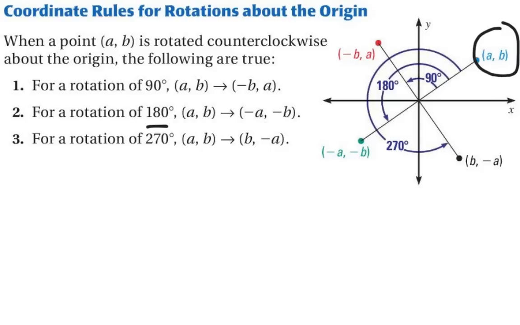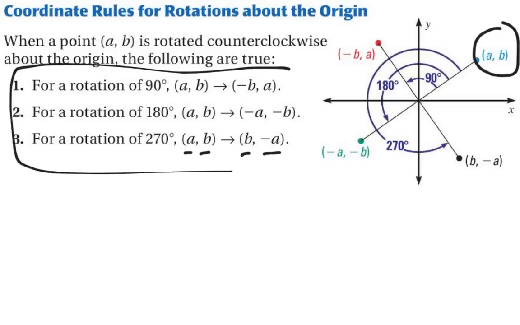The next one to look at is the 270-degree rotation, where your x-coordinate becomes the opposite of the y-coordinate in the image, and the y-coordinate, which is B, becomes the x-coordinate of the image. Okay, this all might be confusing. You probably want to jot something like this down in your notes, and let's go ahead and use that in an example.